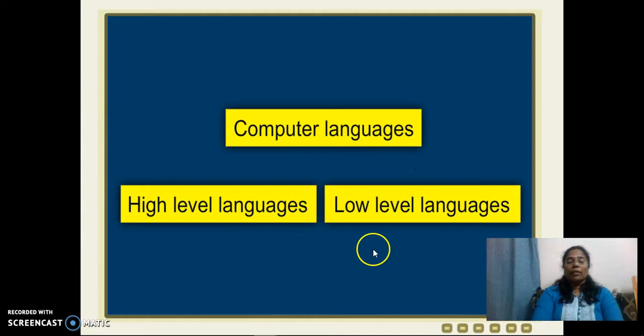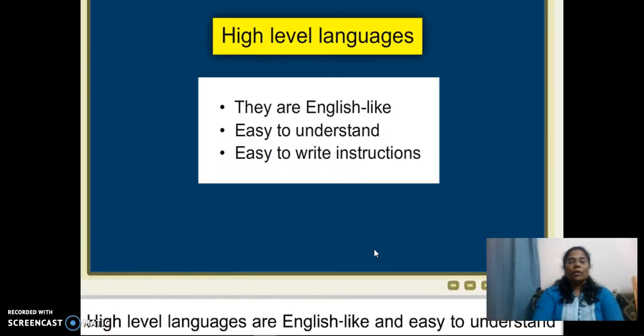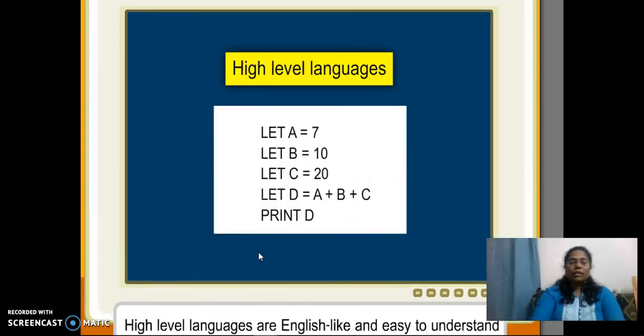We are going to see high-level languages and low-level languages. High-level languages are like English, and it is easy to understand and easy to write instructions. For example, here there is a snippet: let A equal to 7, B equal to 10, C equal to 20. Here I am assigning, let A is equal to 7.